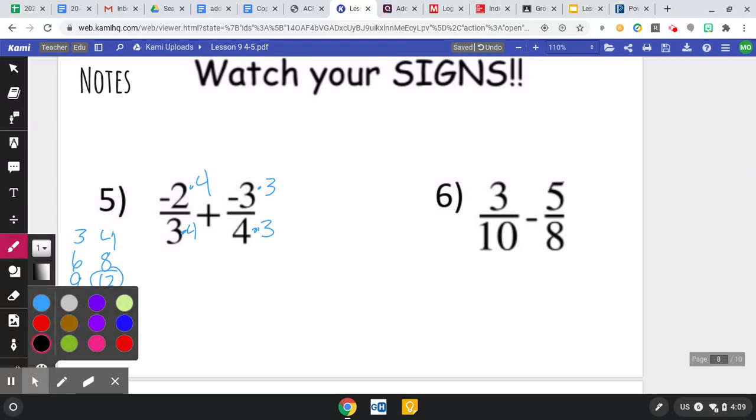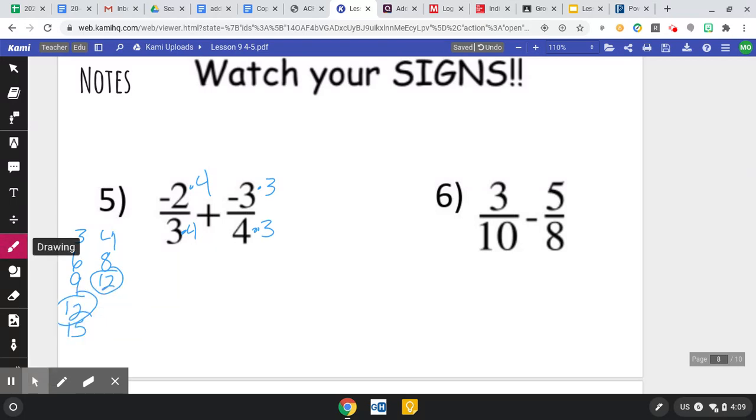All right, so now I'm going to rewrite it. Remember, if they have negatives above, you have to bring that down with you. So that is our first one. Now plus a negative 9/12. Now I look, all right, same signs, add and keep. So I take a negative 17 over 12.